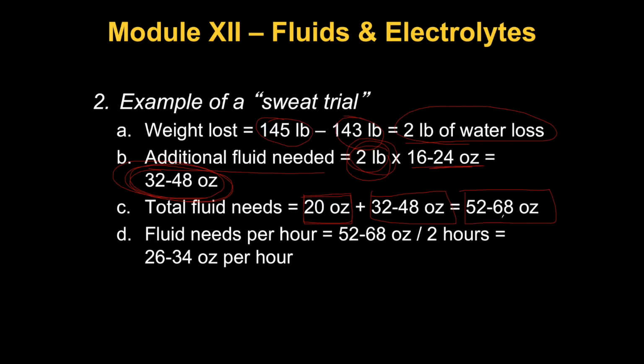So to determine how much they need per hour, what we do is take our 52 to 68 ounces, divide it by our 2 hours worth of exercise that we monitored the athlete during this sweat trial, and that ends up coming out to 26 to 34 ounces of fluid per hour that this athlete needs to consume in order to maintain a good euhydrated state. So a sweat trial is very useful in determining an individual sweat rate.